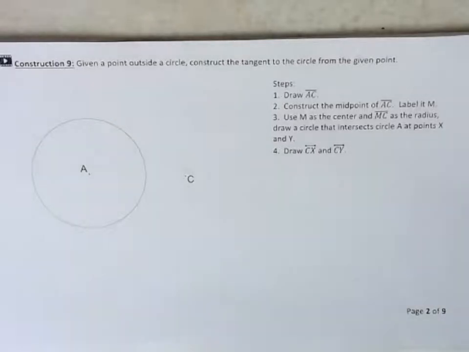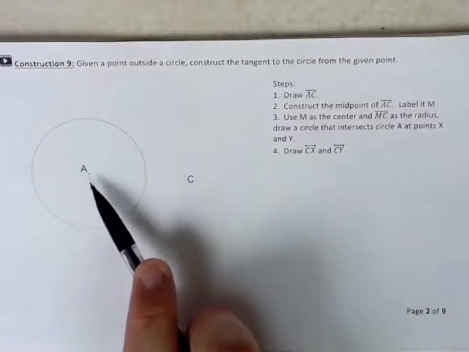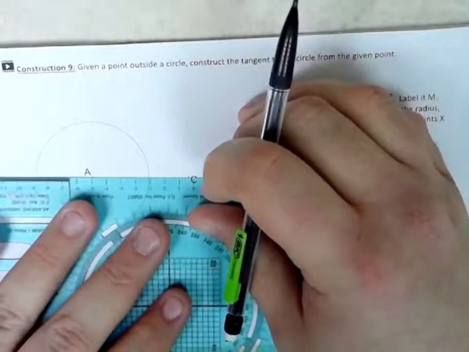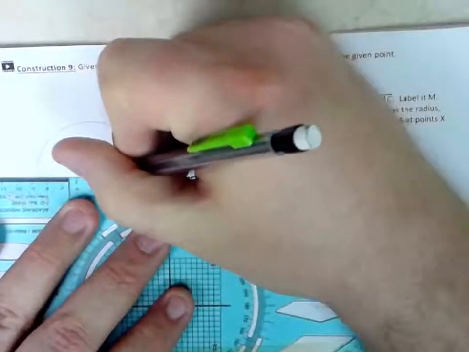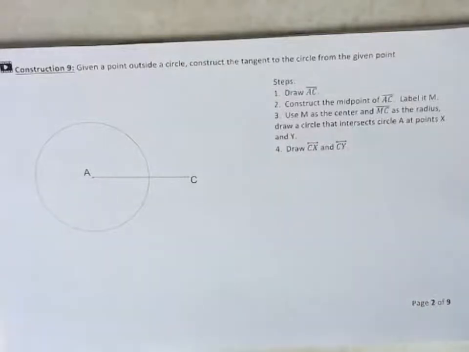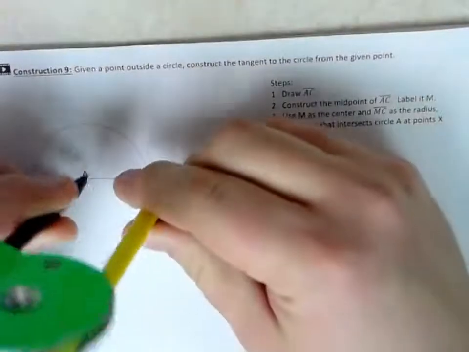So the first thing we're going to do is draw segment AC connecting our center to that point outside the circle. From there, we're going to construct and find the midpoint of segment AC. Now, this is what will help you with this. We're going to use our perpendicular bisector construction, so construction number 4 from earlier in the unit. We're not going to have to draw the whole bisector, but it'll help us find where the middle of this line will be. So let's go ahead and do construction number 4.